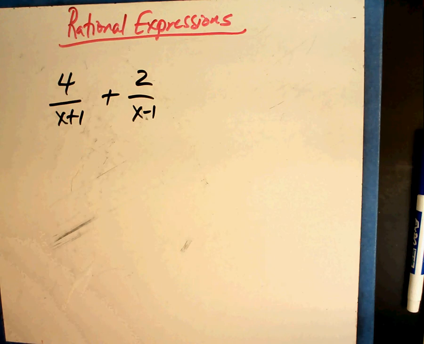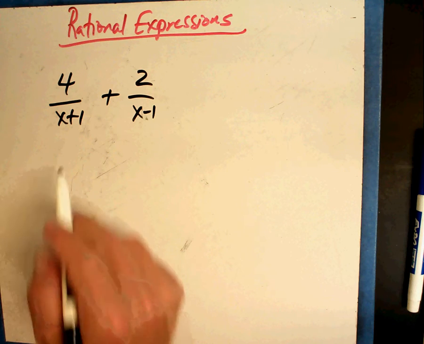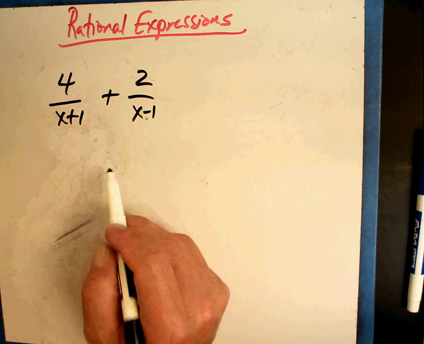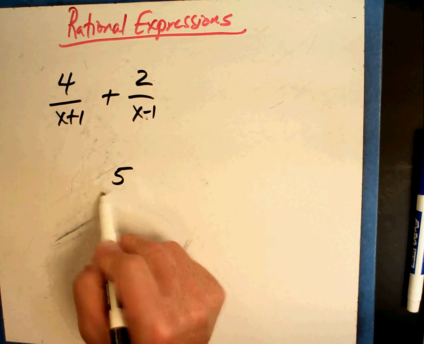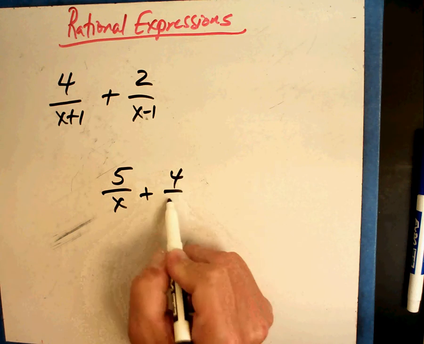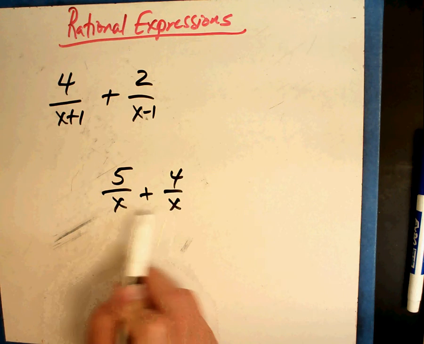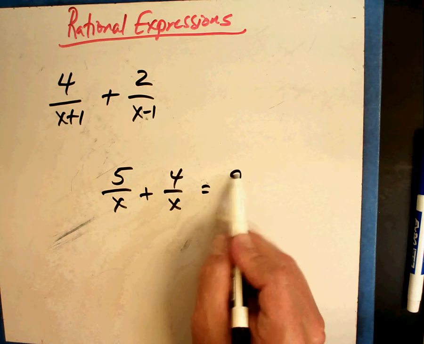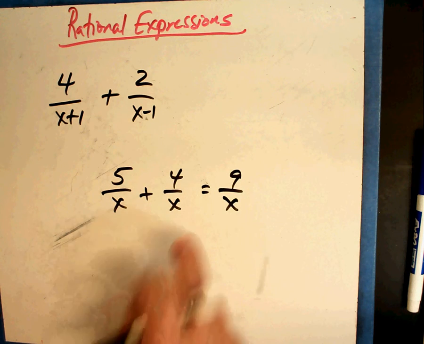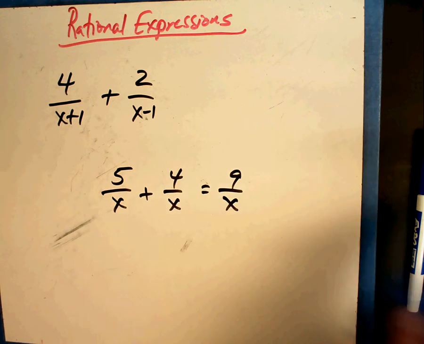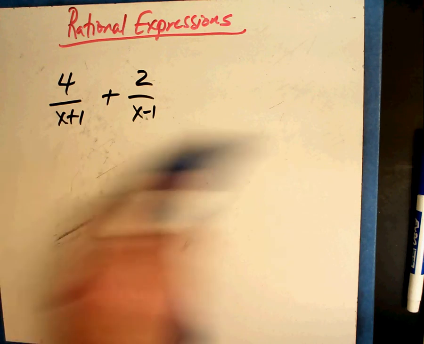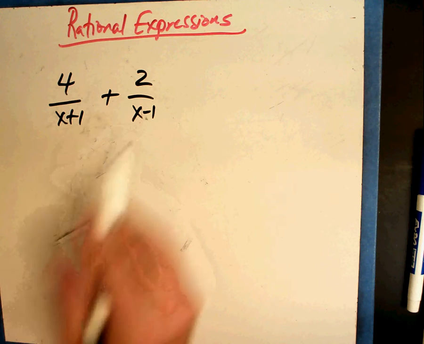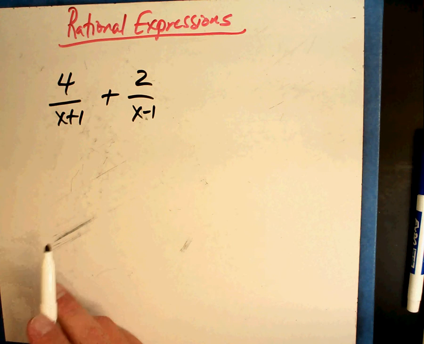Now, the problem with a question like this is to add fractions. If you were doing something like 5 over x plus 4 over x, the denominator has to be the same. If they're exactly the same, then you can add the tops and you get that, and that would be correct. But in one like this, you can't do that because they are not the same. One's x plus 1, one's x minus 1. So here's how you want to do that.